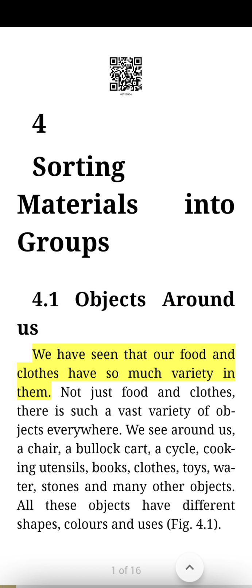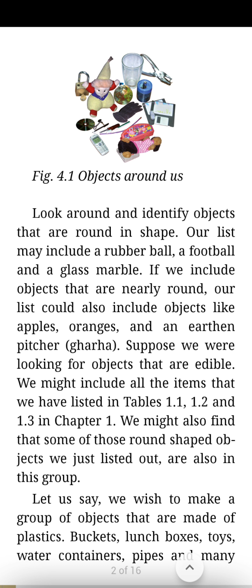We have seen that our food and clothes have so much variety in them. Not just food and clothes, there is such a vast variety of objects everywhere. We see around us a chair, a bullock cart, a cycle, cooking utensils, books, clothes, toys, water, stones, and many other objects. All these objects have different shapes, colors, and uses. Fig. 4.1 Objects around us.